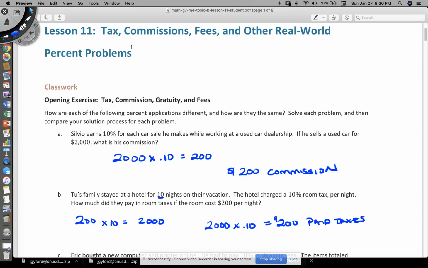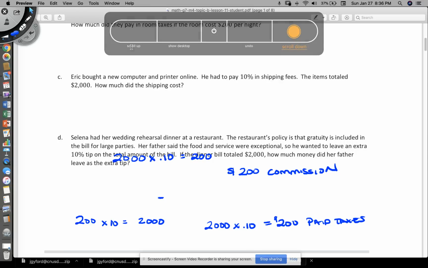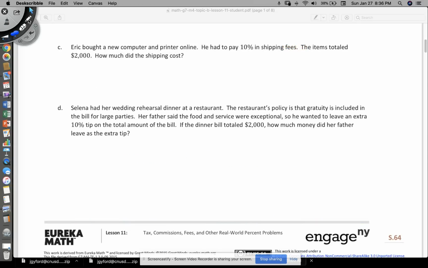All right, let me scroll this up real quick here. All right, C. Eric bought a new computer and printer online. He had to pay 10% in shipping fees. The total came to $2,000. So how much did he pay for shipping? So again, the total of the items came to $2,000. Then he had to pay an additional 10% for shipping. So he paid an extra $200 in shipping fees. It's an awful lot for shipping.